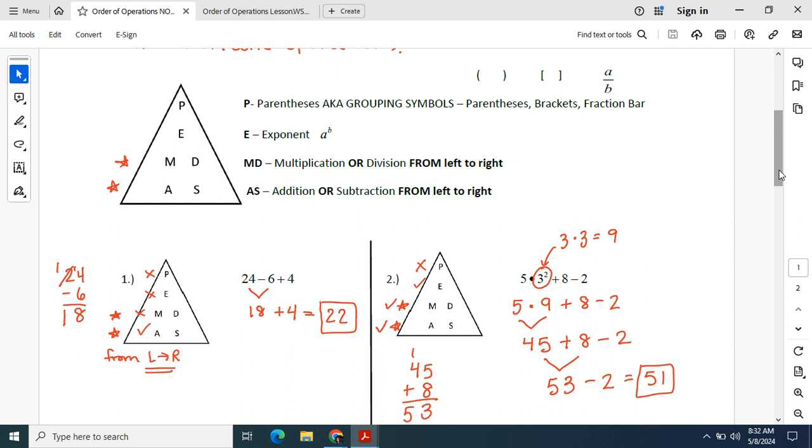Step 2 is look for an exponent. An exponent looks like a to the b power. Step 3, MD. It means multiplication or division. It depends on which one comes first from left to right. That's really important. Just because M comes first doesn't mean you do M first. It's whichever comes first from left to right. And the last step, AS, addition or subtraction from left to right. So whichever comes first from left to right.